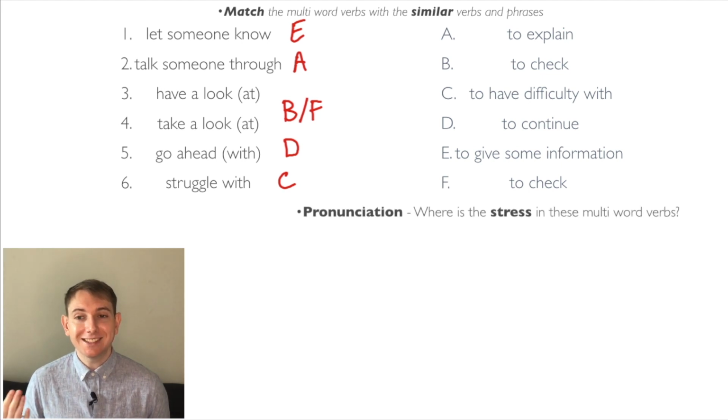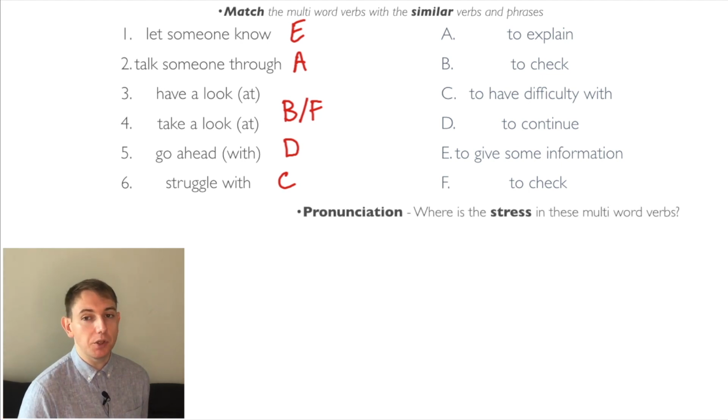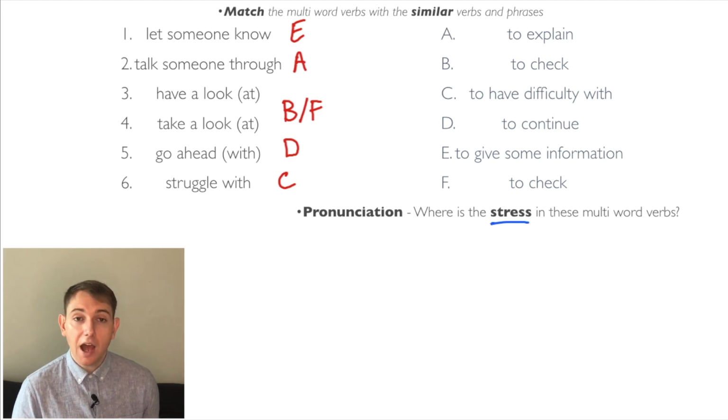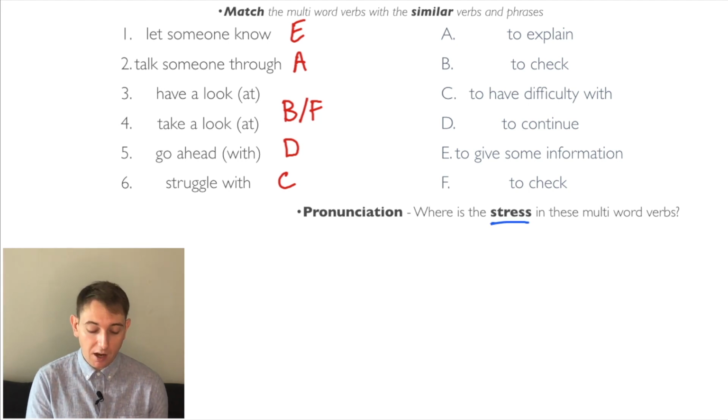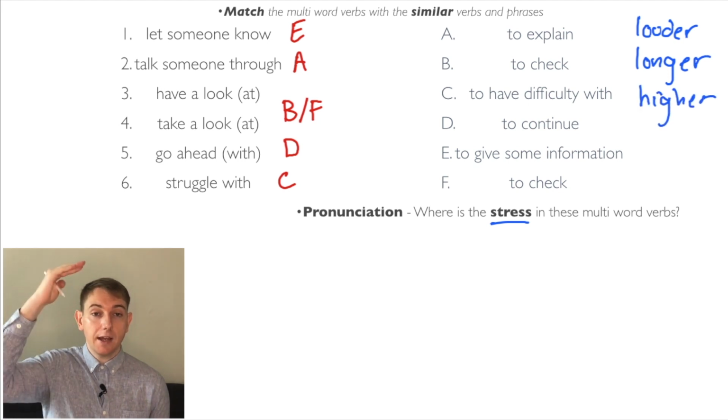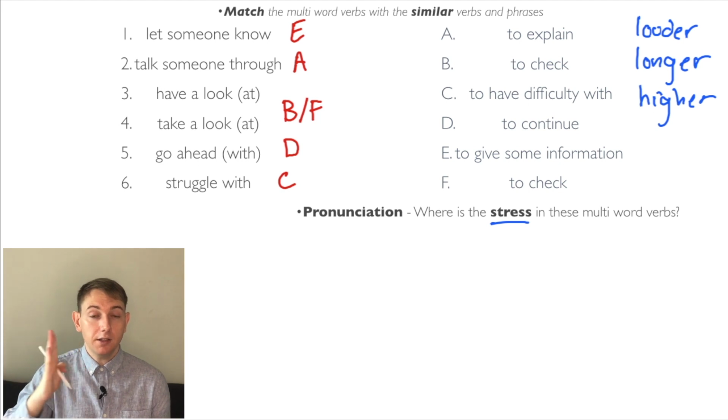Okay, so let's take a look now at our pronunciation. So where is the stress in these multi-word verbs? This word here, by the way, stress. When I say stress, I'm talking about sounds that are a few things. They are louder, for one thing. They are longer. And they are higher. The pitch is higher, the word is longer, and the volume is higher too.